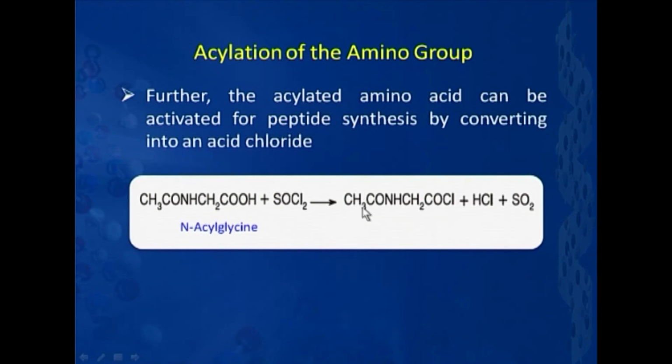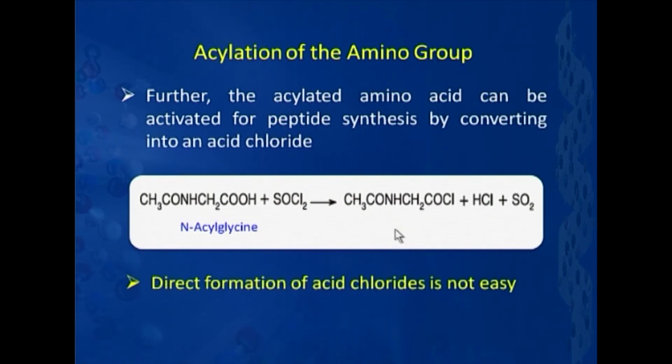So what I get is this N protection here, and then this gets activated in the form of an acid chloride. Actually, if I want to do direct activation, it is not possible because this nitrogen, this amino group, interferes in that. So first we block the nitrogen part, then we activate the carboxylic acid part. That is the importance of this particular reaction, which is very, very useful in peptide synthesis.